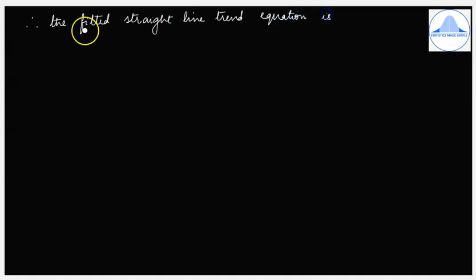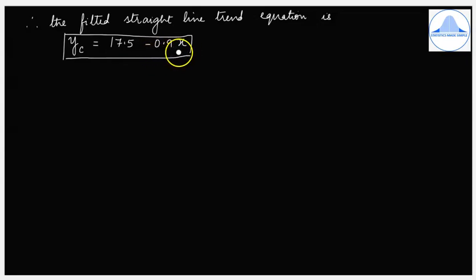So now we'll write, therefore, the fitted straight line trend equation is y subscript c is equal to, substitute the value of A, that is 17.5 minus 0.9x, because the equation is y equal to A plus bx. So in place of A, substitute 17.5 and for B minus 0.9x.